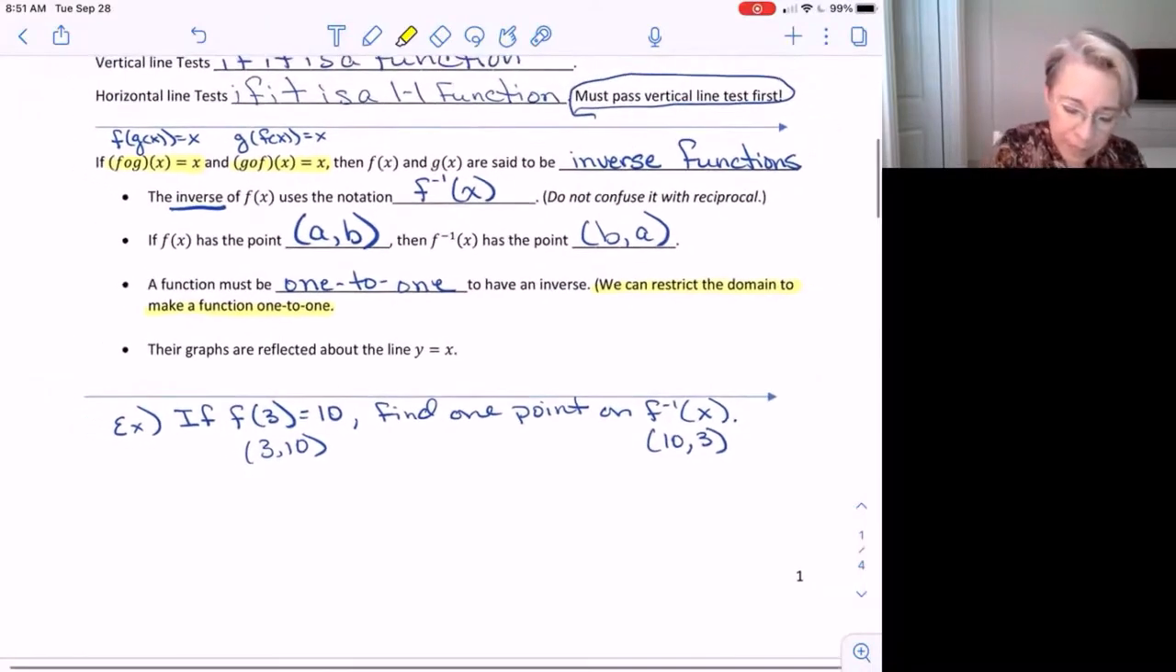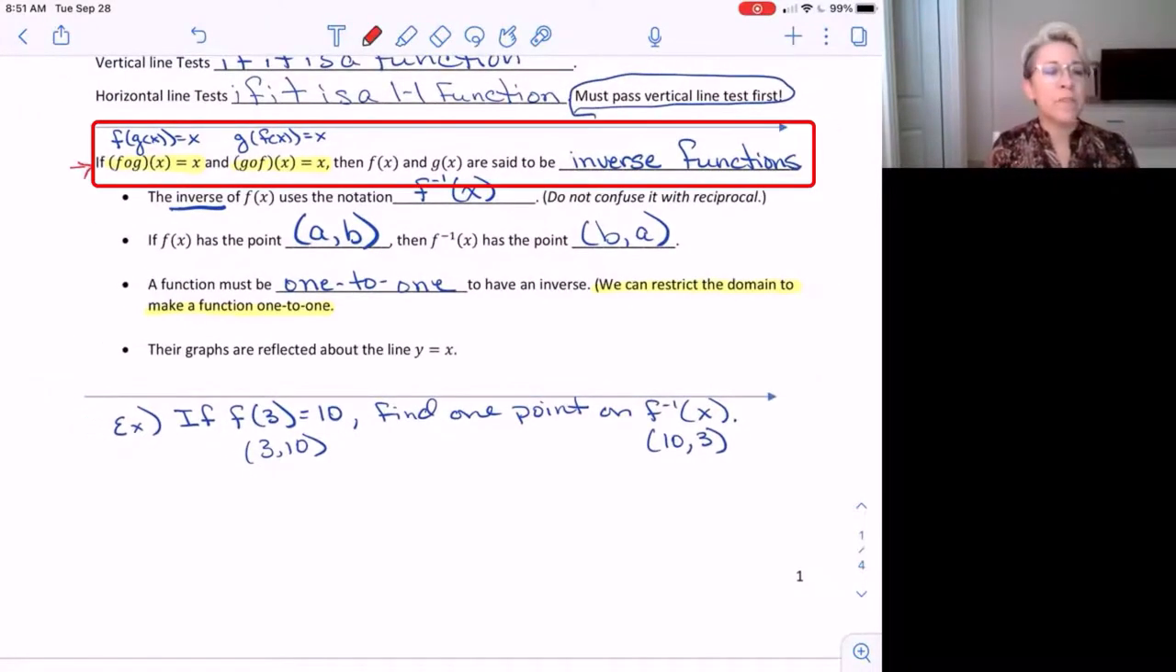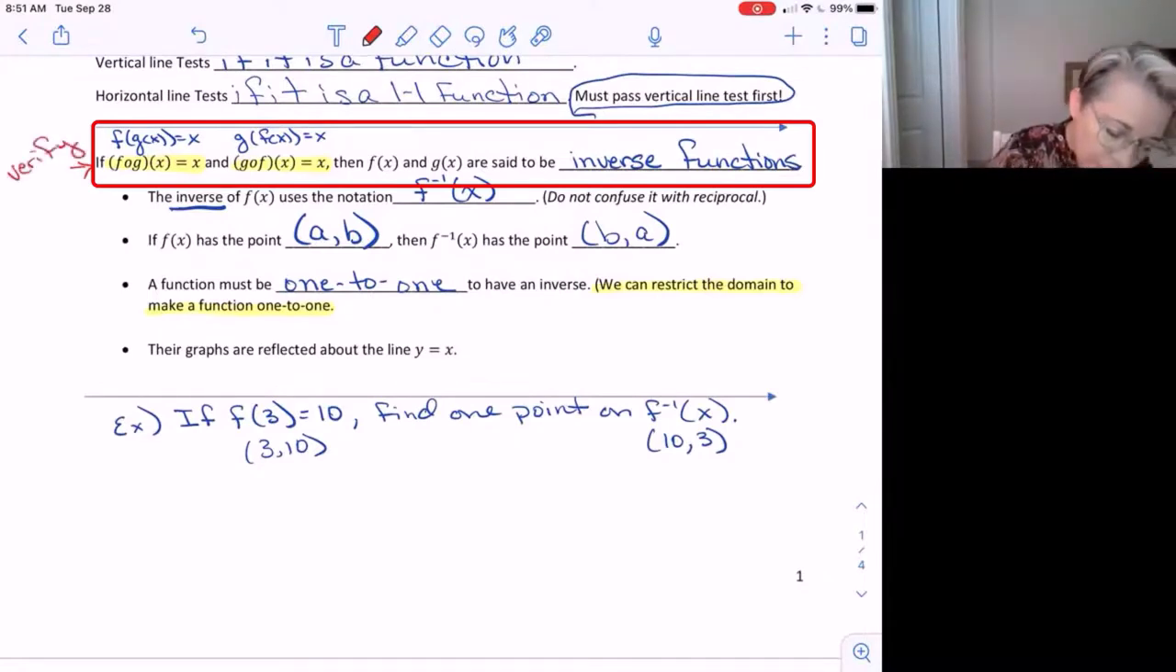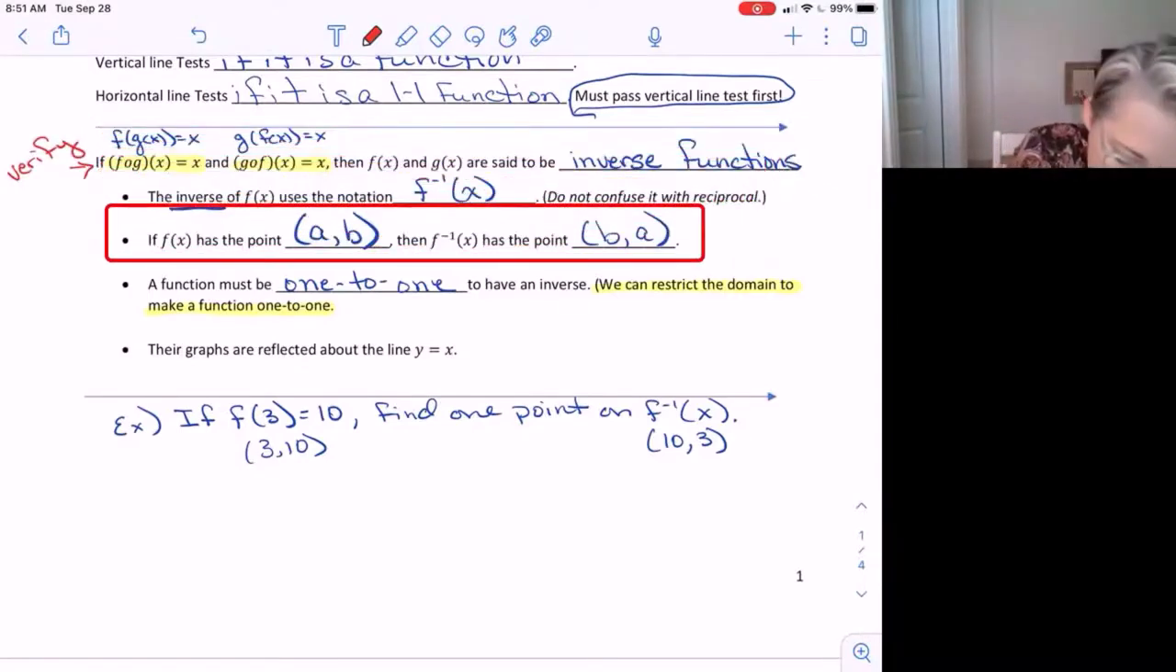So a couple of things. This piece of information up here at the top helps us to verify if two functions are inverse functions. And this piece of information here helps us to find an inverse. And we'll do some examples down below.